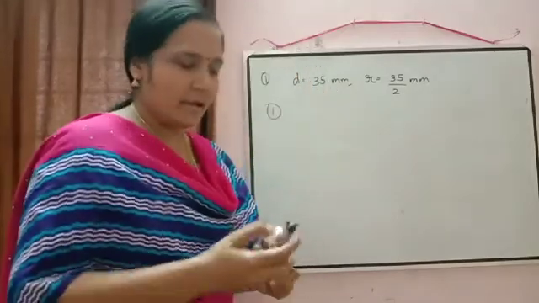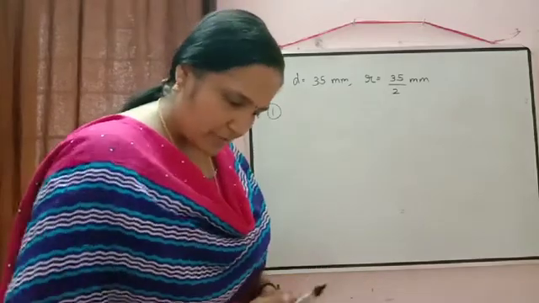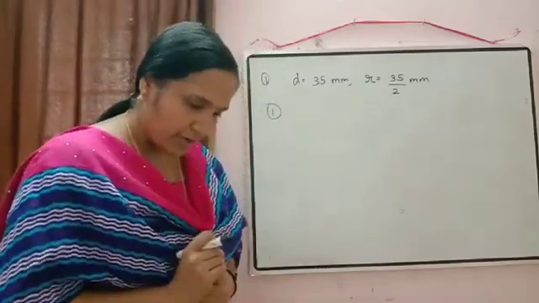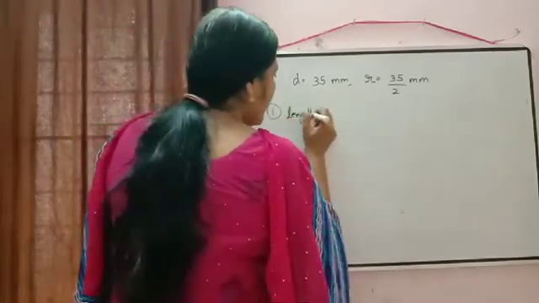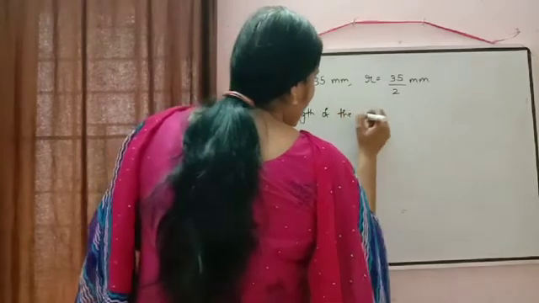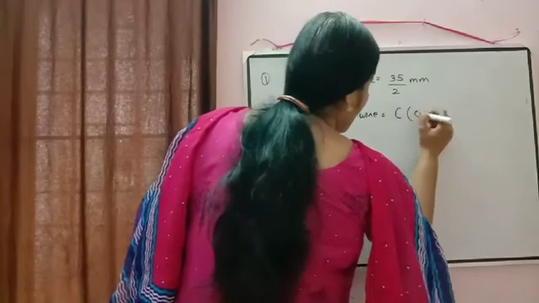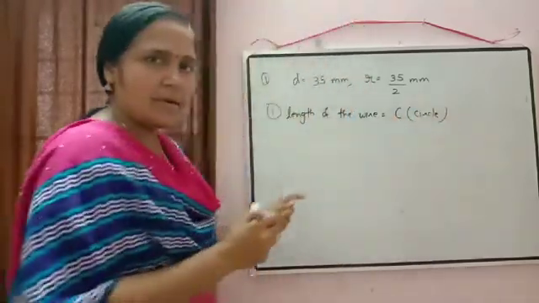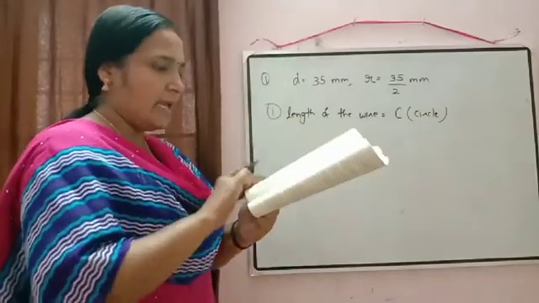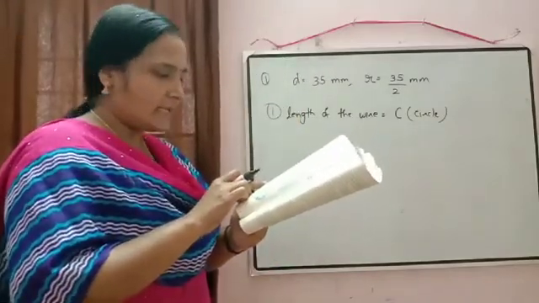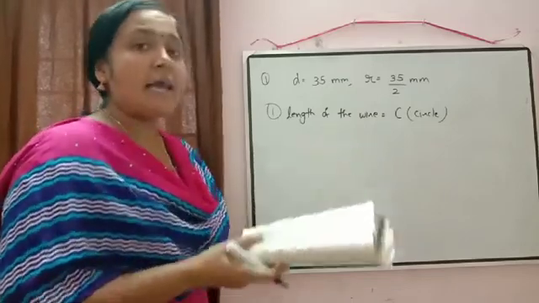So first we will check for what purpose we used the wire. First we used the wire to make a circle there. So you can write down there, length of the wire is equal to circumference of circle, because we used the wire to make a circle whose diameter is 35 millimeter, and also we used the wire to make 5 diameters.